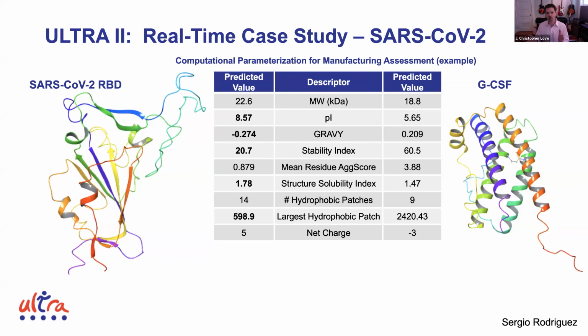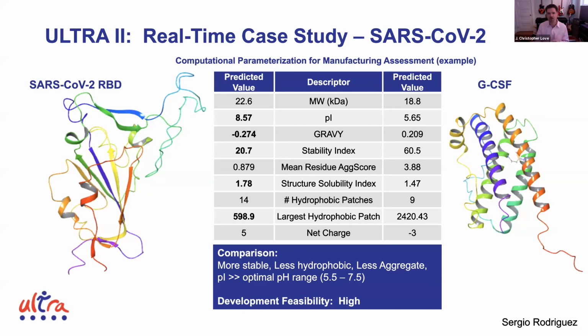And so now you can see these two look pretty similar in some ways. We make GCSF quite efficiently, and actually there are some characteristics of the RBD that are even better. So hey, this looks pretty manufacturable from the beginning. Let's give it a go, see what we can do. This seems like a really good target.